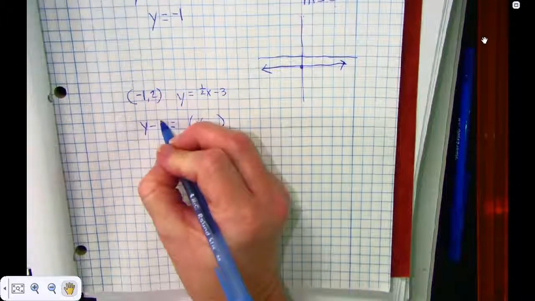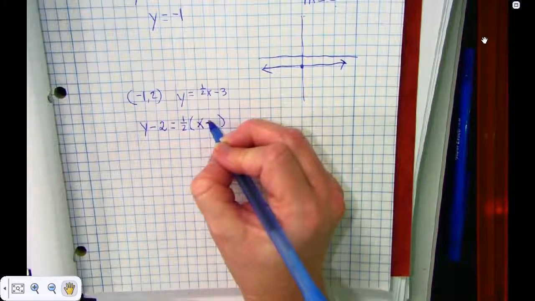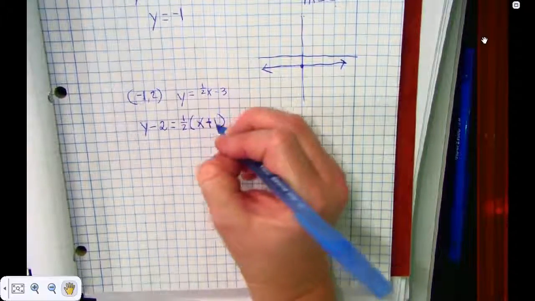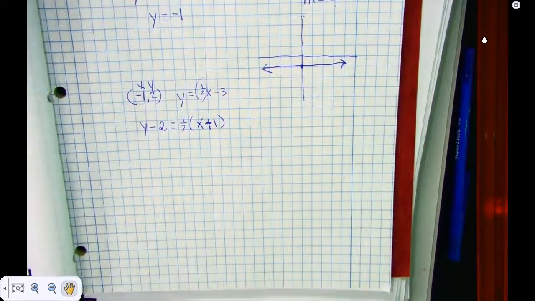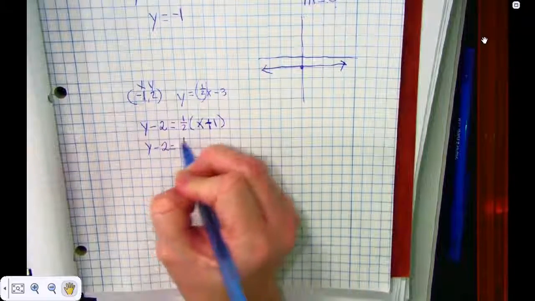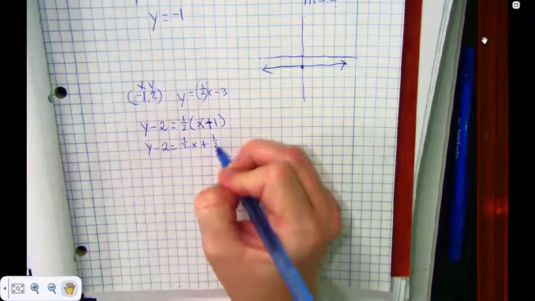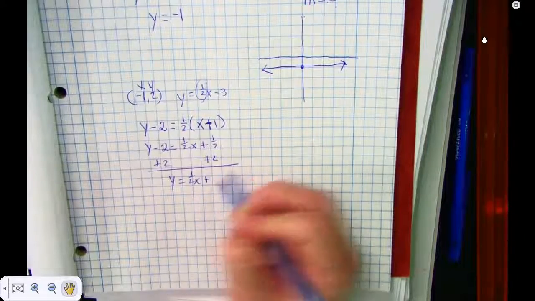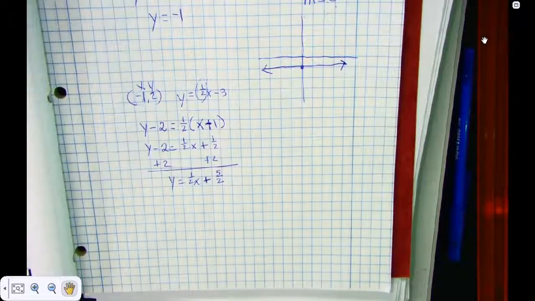Okay, what is it? Y minus 2 equals 1/2 x, that is right here, plus 1. You're using your x and your y right there. There's your point, there's your slope. Point slope. So y minus 2 equals 1/2 x plus 1/2. Add 2, y equals 1/2 x plus, good, 5/2 or 2.5, 2.5.